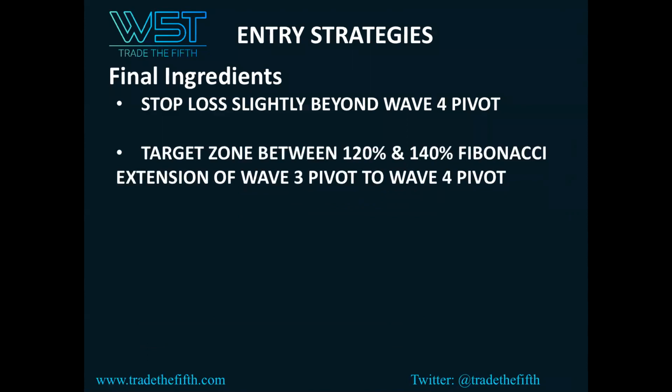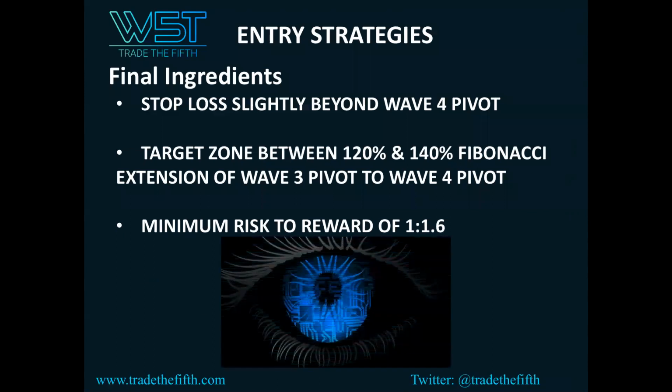You click once on your extension. You take your fib level to the wave 3 high. You click for the second time. Then you bring it back to the wave 4 low. Click for the third time. And then you just need to adjust the 120, 140, and that's where your target zone is. But we automate that anyway. But that's just a manual way of doing it.